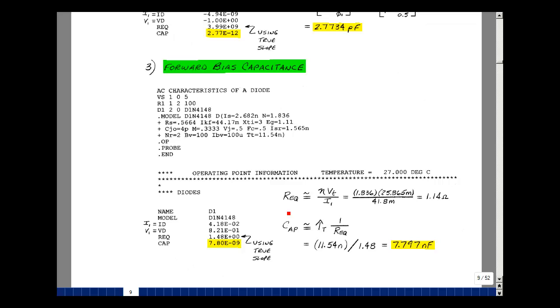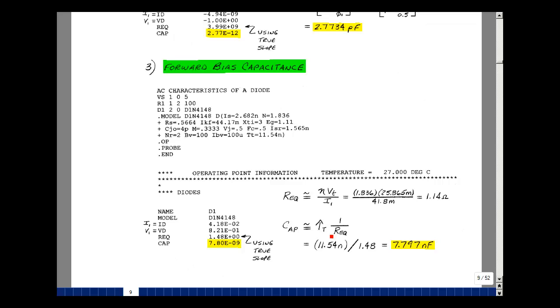Now let's use our equation for just having one diode there, which is eta V sub t over I1. Eta is over here, it's 1.836, and V sub t at room temperature is 25.865 milli. We use a more precise value here. And then the current is 41.8 milliamps, and we get 1.14 ohms. And again, this does not include the resistance R sub S, which is about a half an ohm here. So we have similar numbers, but these will be slightly different because there is another diode in the modeling.